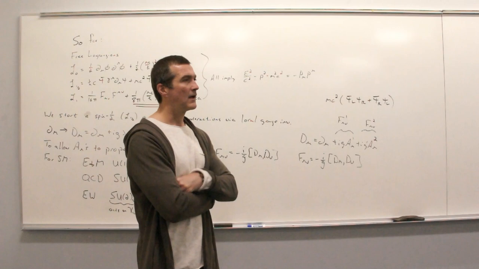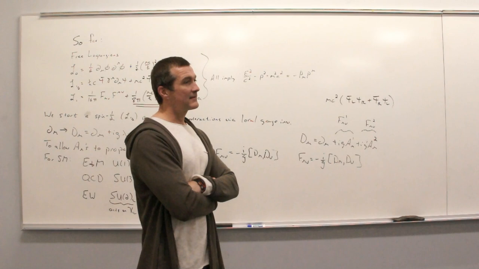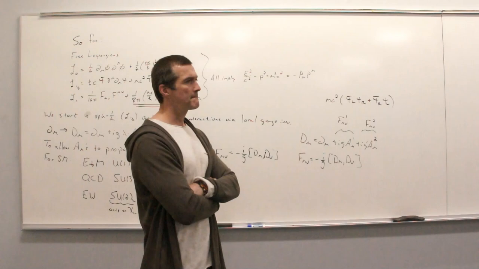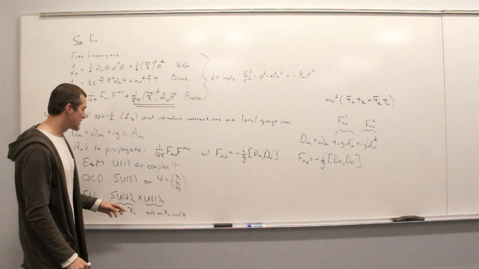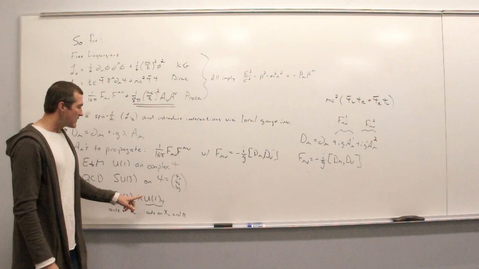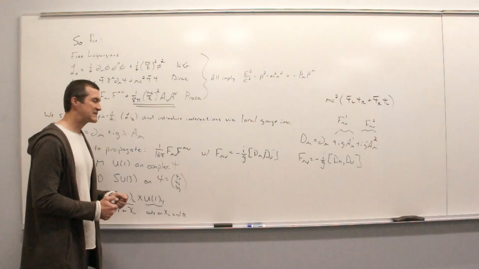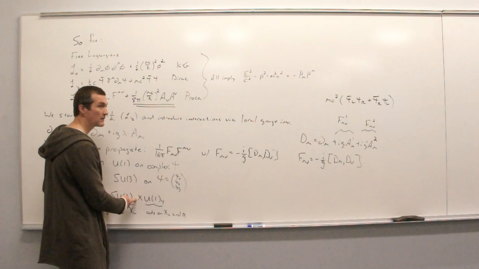Neutrinos are in the left-hand group, not the right-hand group. Yes, and that's if they don't have mass. They do have mass. So the neutrinos are only here. I said there is no right-handed component to the neutrino. If the neutrino has mass, there is a right-handed component, but this group still only acts on the left.